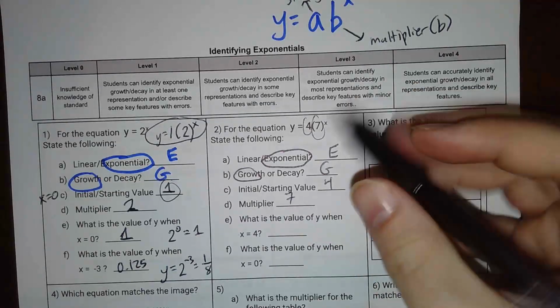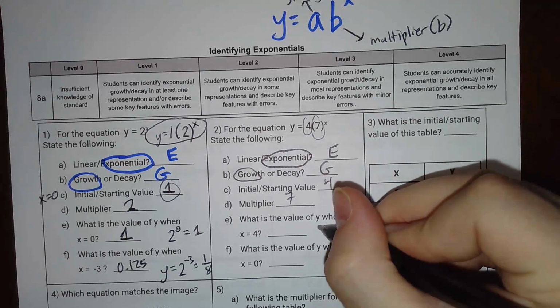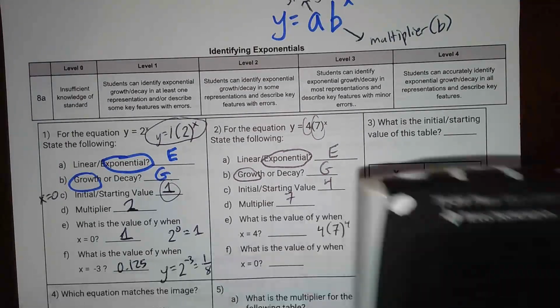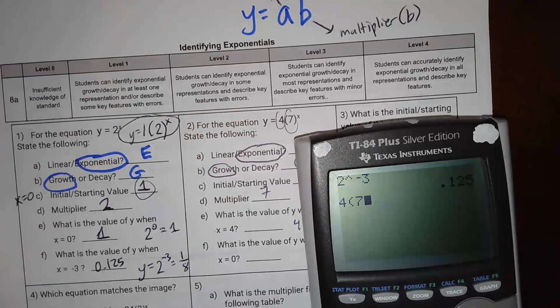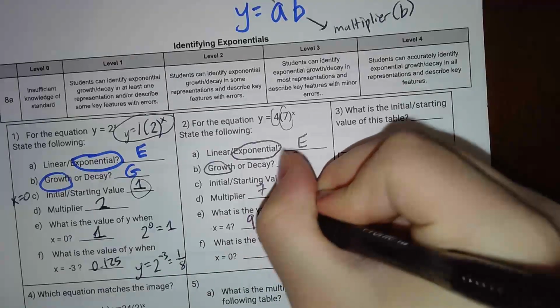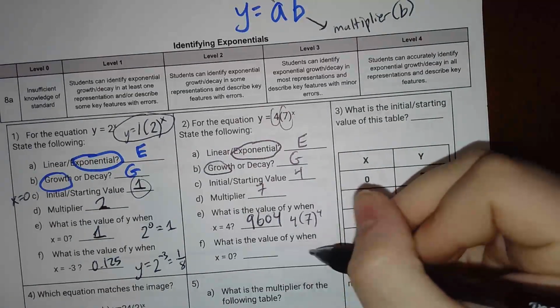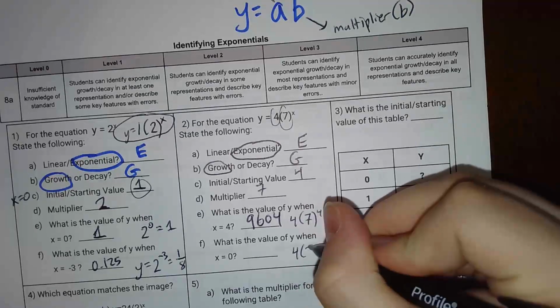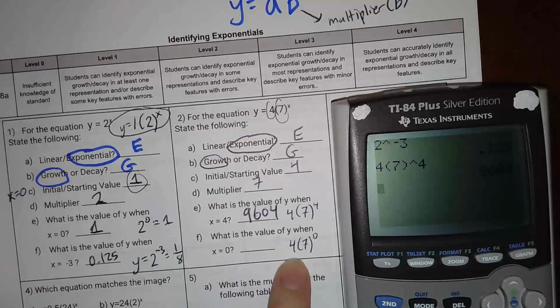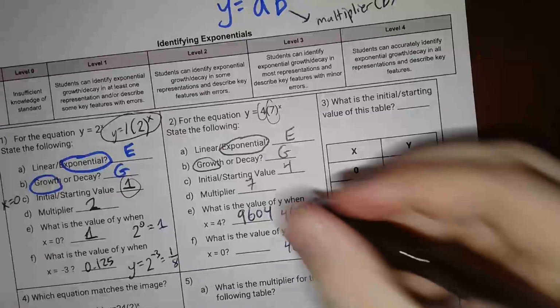And what is the value of y when x equals 4? So we'll need to do 4 times 7 to the 4th power. 4 times 7 to the 4th power is 9604. And now what is the value of y when x equals 0? So 4 times 7 to the 0 power. I know this will be the starting value, but let's see, 4 times 7 to the 0 power gives us the answer of 4.